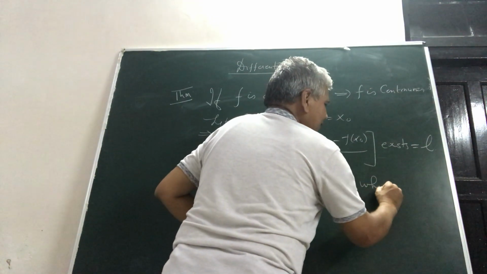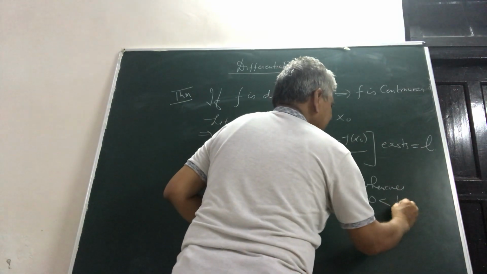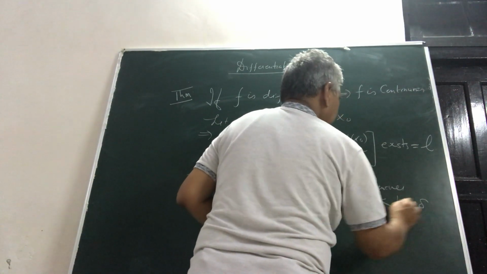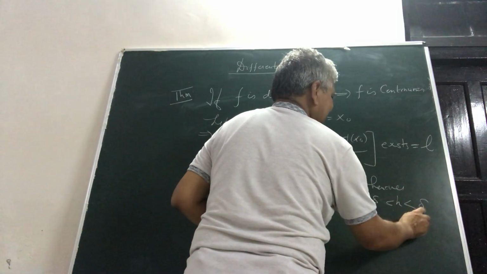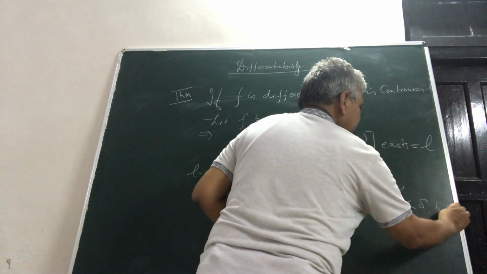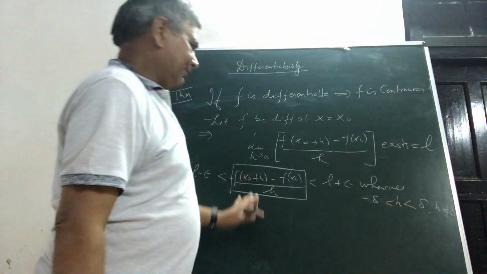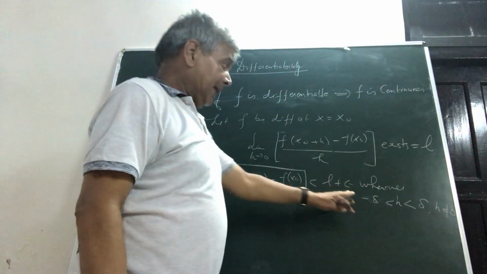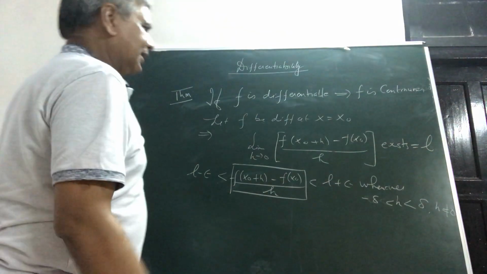Whenever 0 is less than mod h, which is less than delta, so h lies between minus delta and delta, and of course it should be deleted, h is not equal to 0. That is why it is called a deleted delta neighborhood. So whenever h lies between minus delta and plus delta, your functional value will lie between L minus epsilon and L plus epsilon.